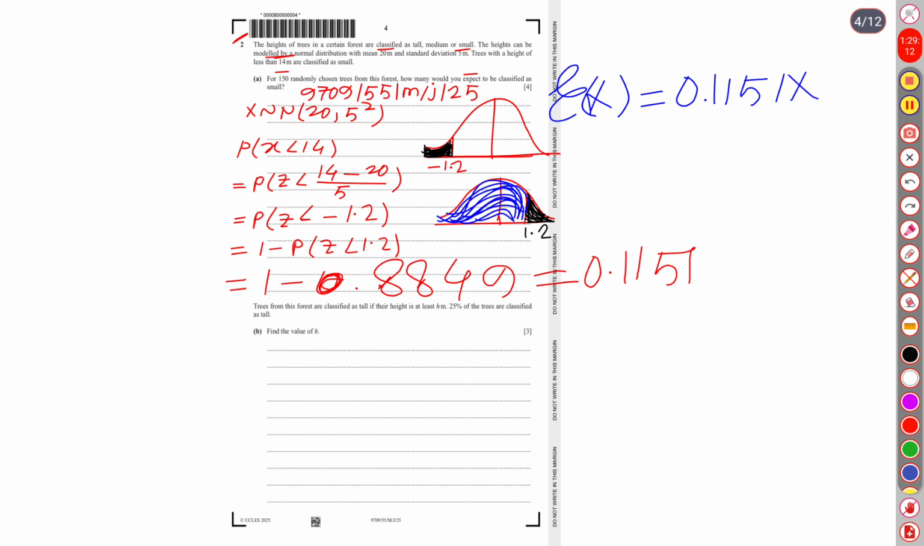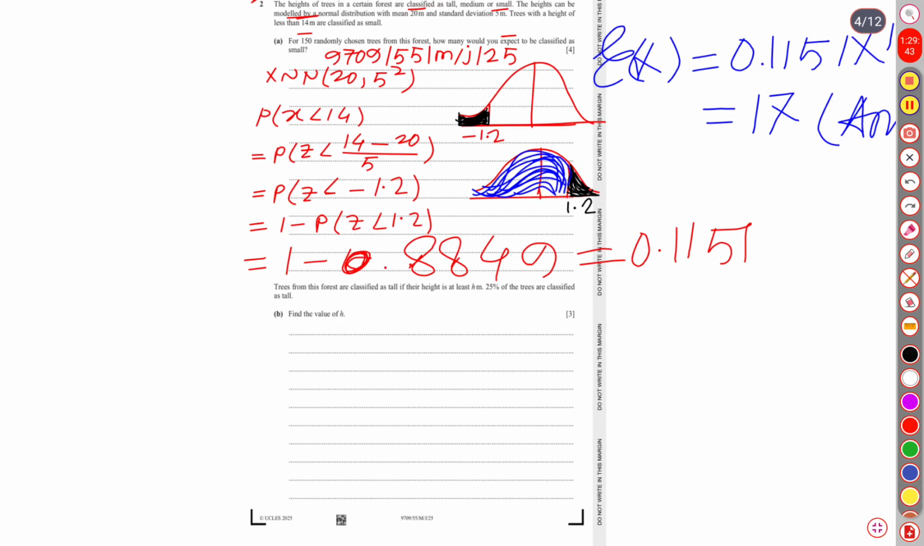trees. The total number of trees was 150. So let us multiply by 150. So finally the number of trees is going to be 17 trees if we round it to a whole number. So there will be 17 trees with height less than 14 meters, which means small.